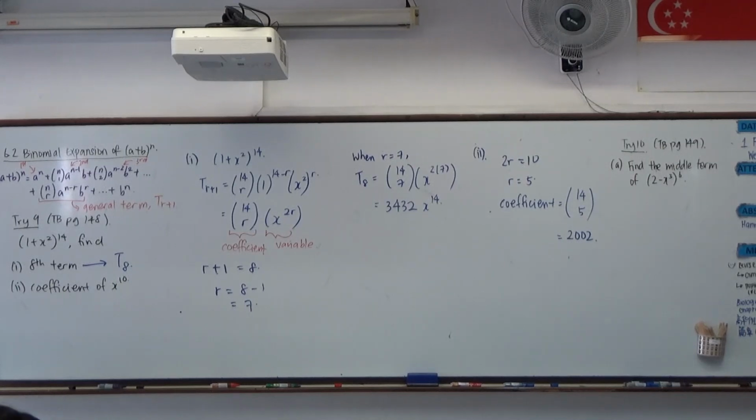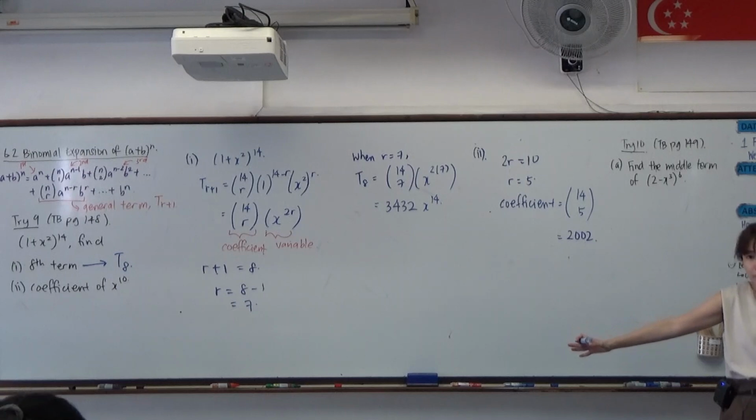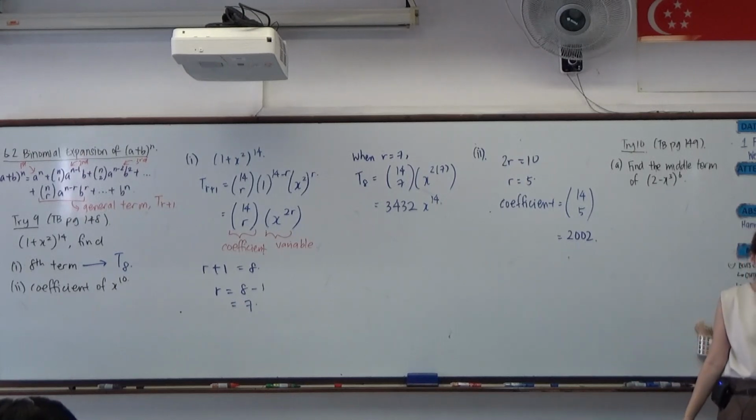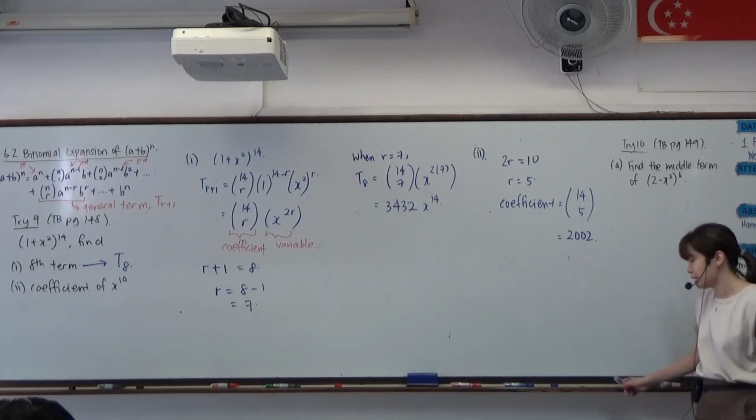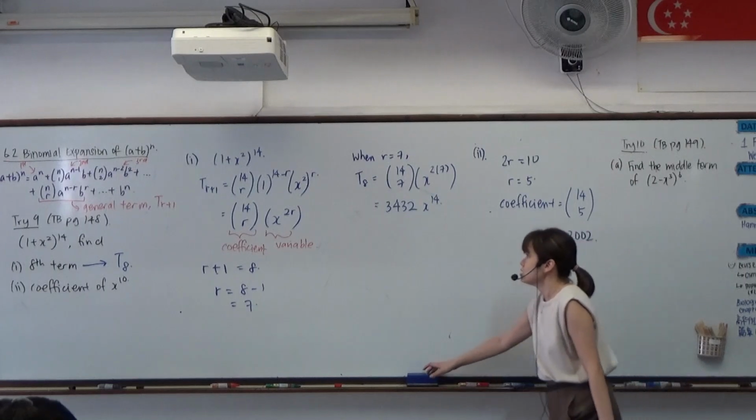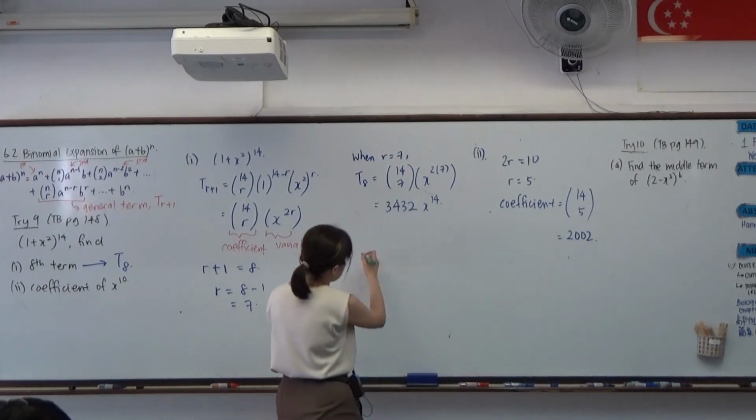Let me rephrase the question. The question essentially wants you to find the middle term of (2 minus x cubed) to the power of 6. So where is this middle term? Does it mean that I have to go and expand everything? No. There's a logical way that we can find it. There's a pattern that we can observe. So now let's track back a little bit.